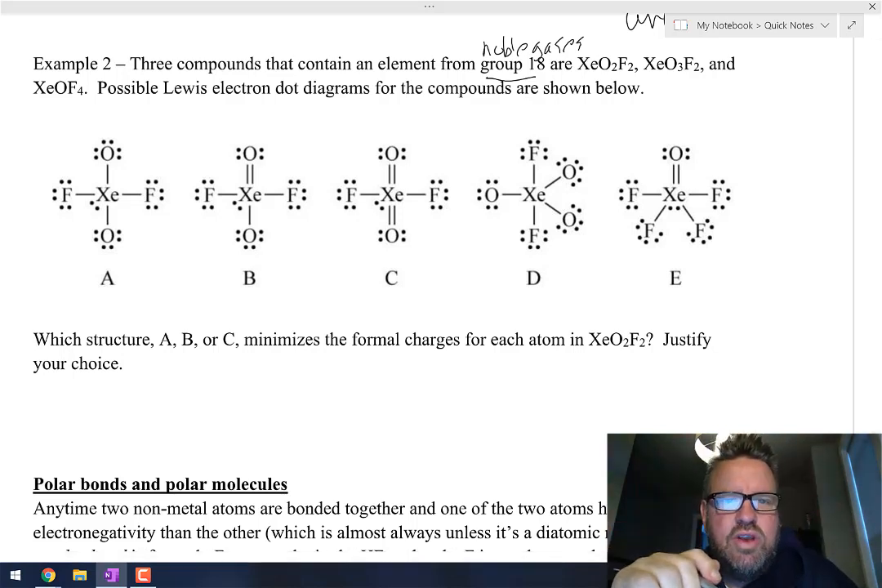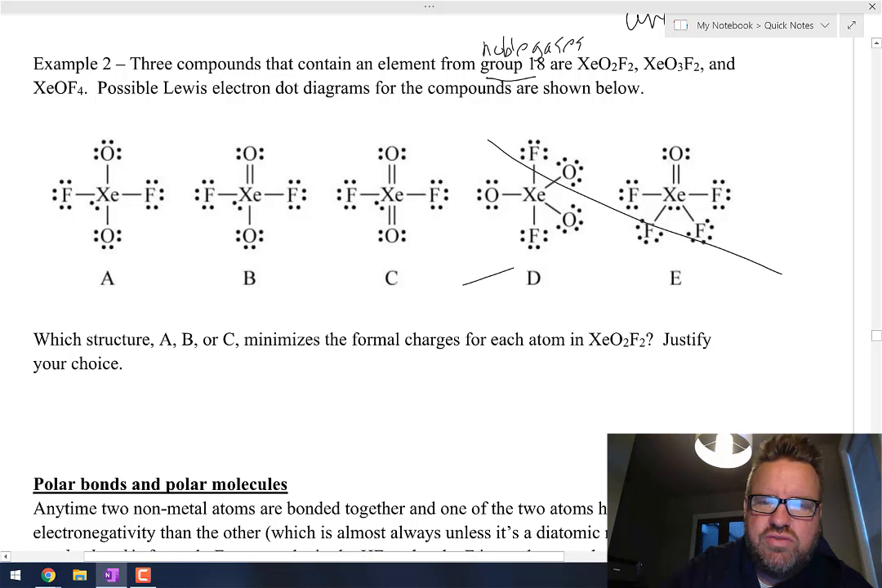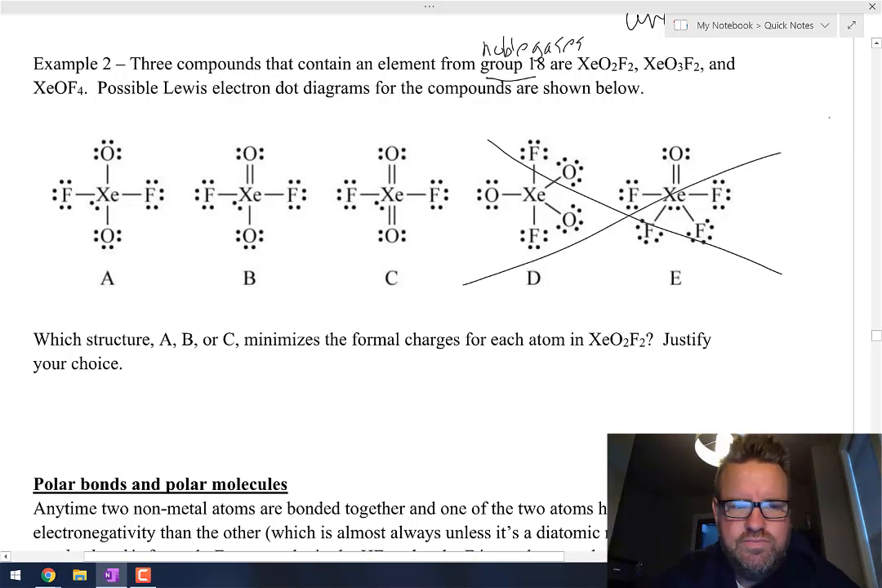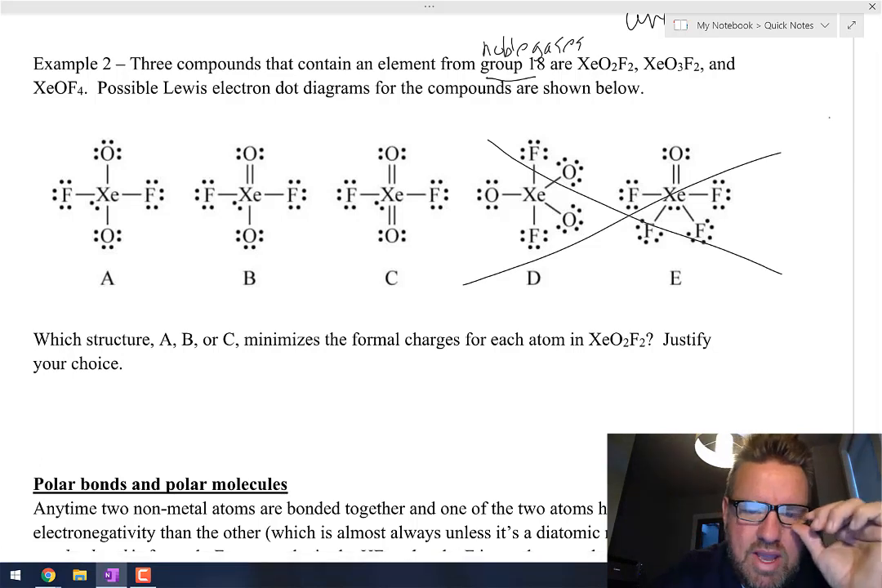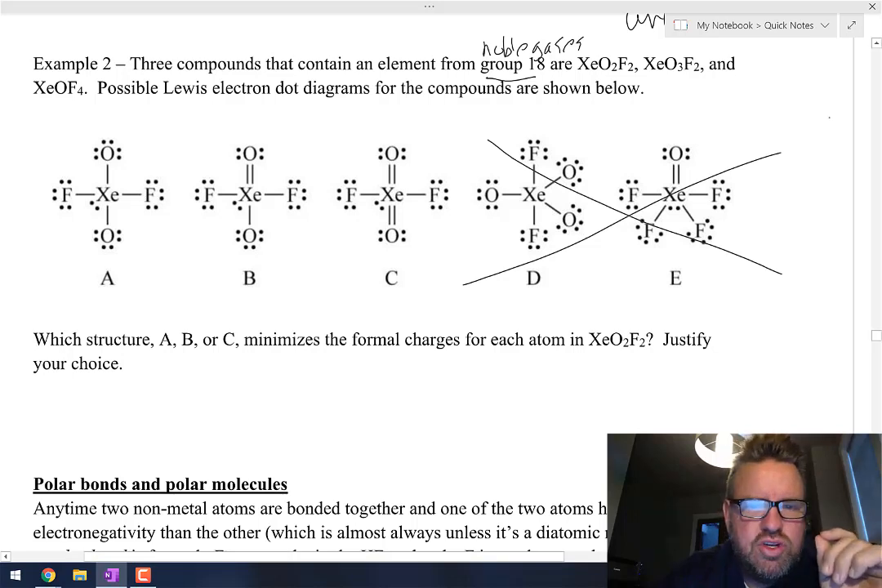Possible Lewis electron dot diagrams for the compounds are shown below. Which structure, A, B, or C, which means for this question, forget about D and E, okay? We're not worried about those. Which structure, A, B, or C, minimizes the formal charges for each atom in that XeO2F2 molecule? Justify your choice, okay? So again, I'm trying to find one that minimizes the formal charges.